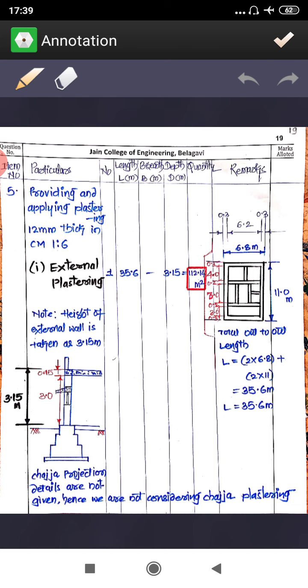So here what I have done is I have taken the total outer length, this plus this plus this plus this, so that total outer length is 35.6 into height, I have taken 3.15. So this much height only I have taken, I have not considered the chajja or the parapet. So only 3.15 I am going to take, the quantity is 112.14. The comment I have written is that I don't have any detailing about the chajja and parapet, so I am not going to consider that. So totally I am going to take the height only 3.15 meter.